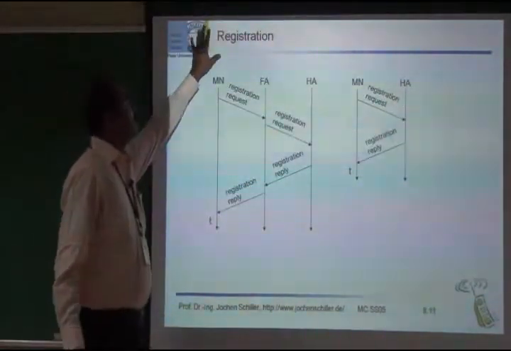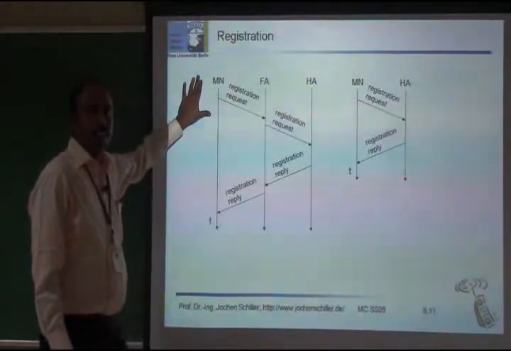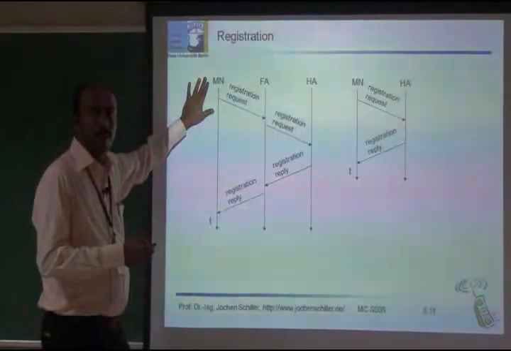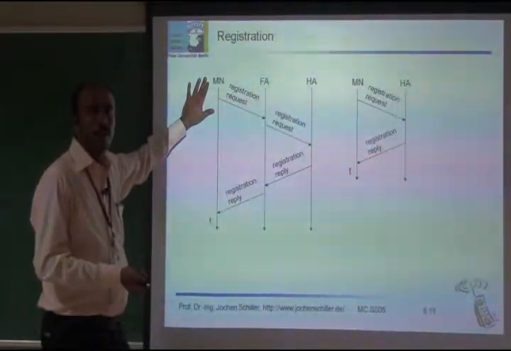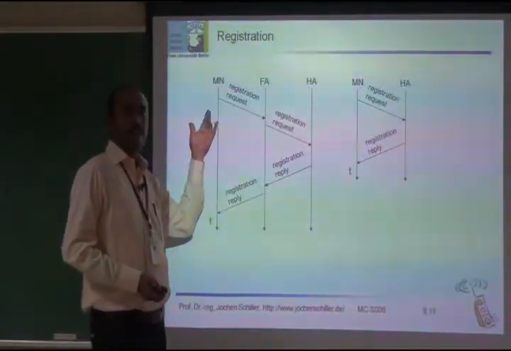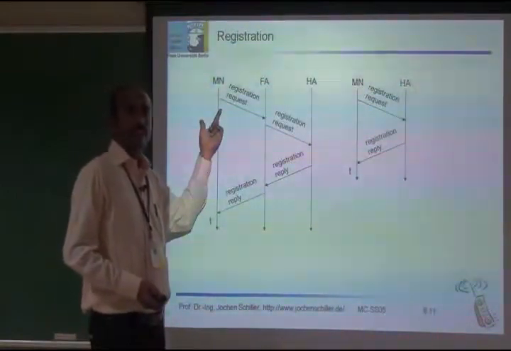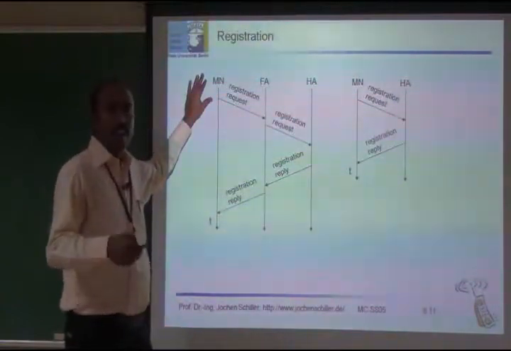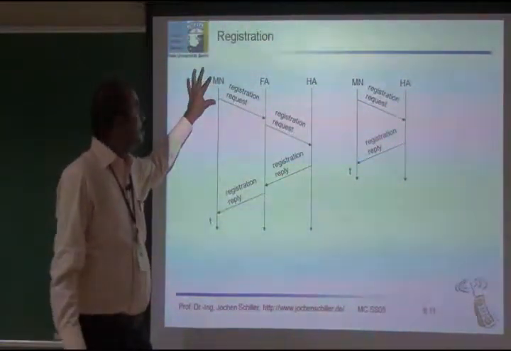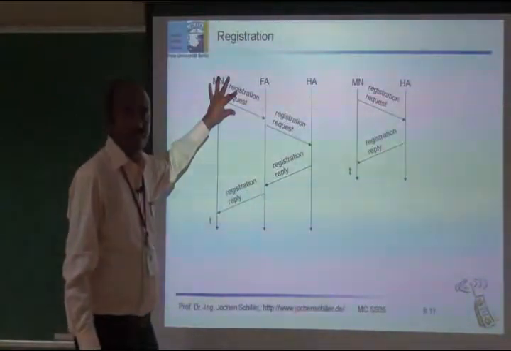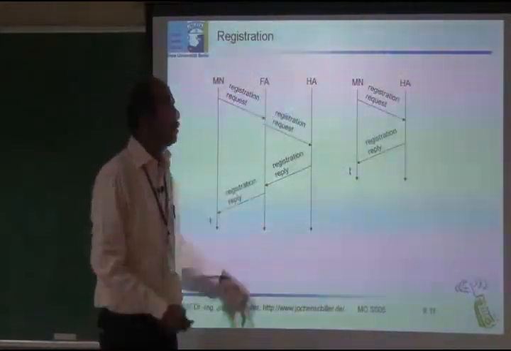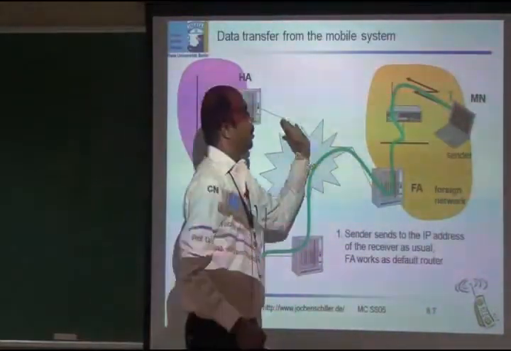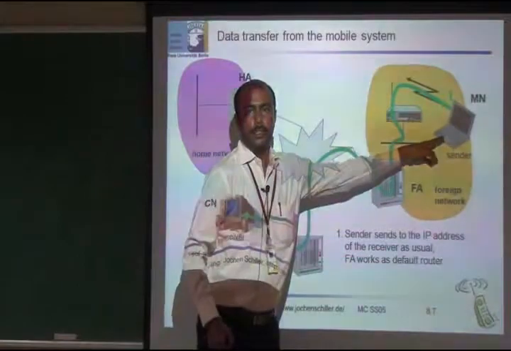So this is a registration. This registration is for the mobile node, correspondent node, home agent and foreign agent. This is an example when the mobile node enters into the network for the very first time. After entering into the network for the first time, the mobile node will send the registration request to the foreign agent. This example is given for a mobile node that has already moved to the foreign network.